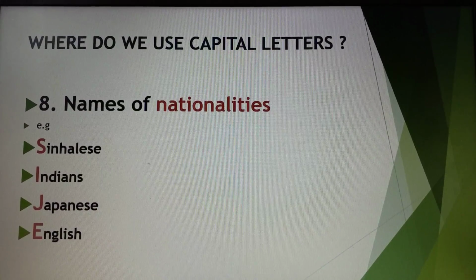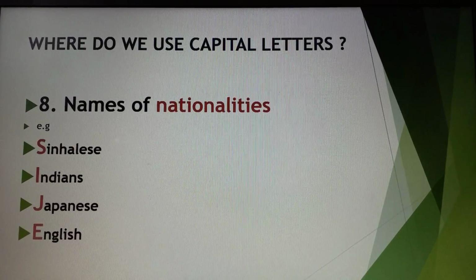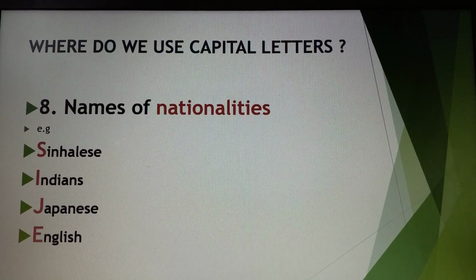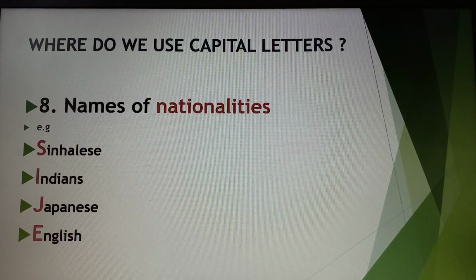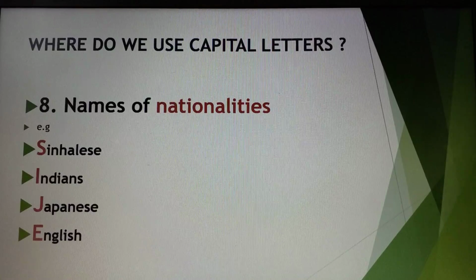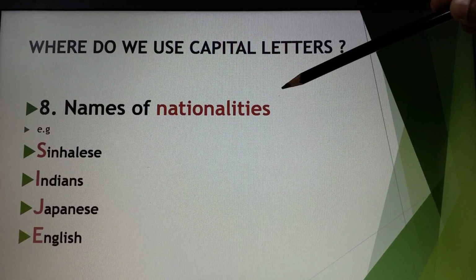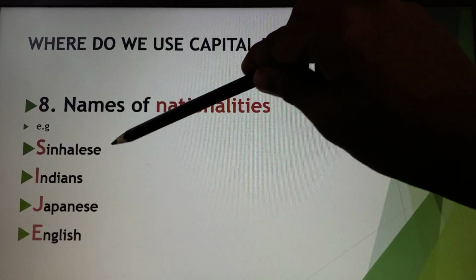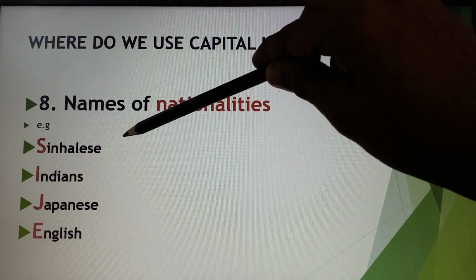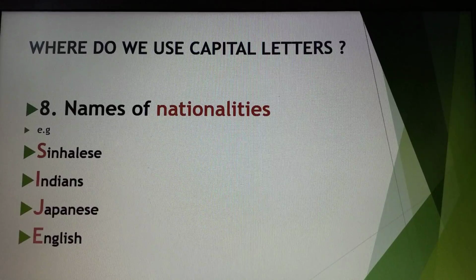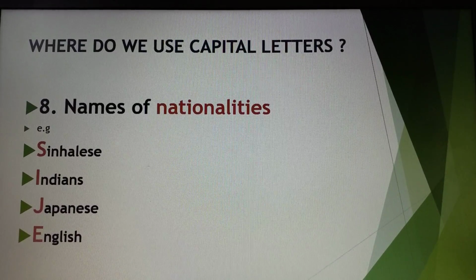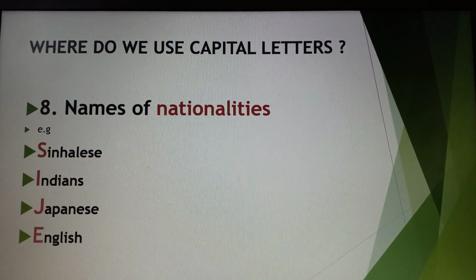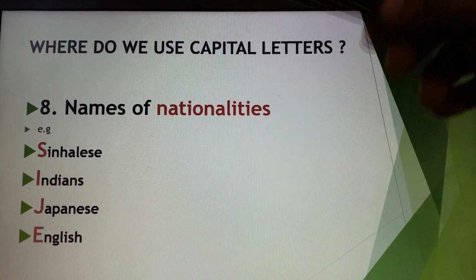Look at the next example. Names of nationalities. What do you mean by nationalities? I'm a Sinhalese. What is your nationality? Are you an Indian? Are you a Japanese? Or are you an English?